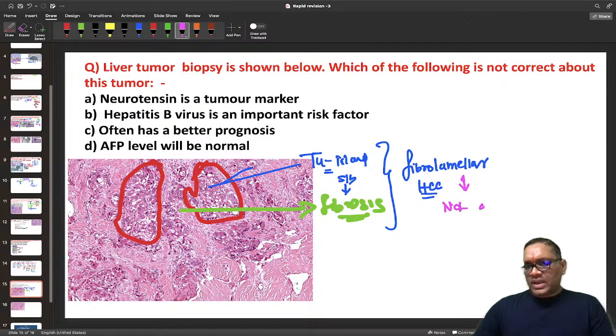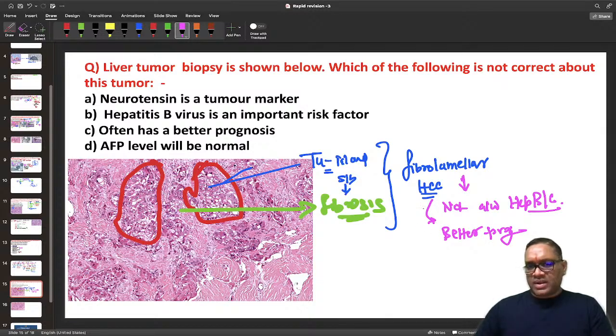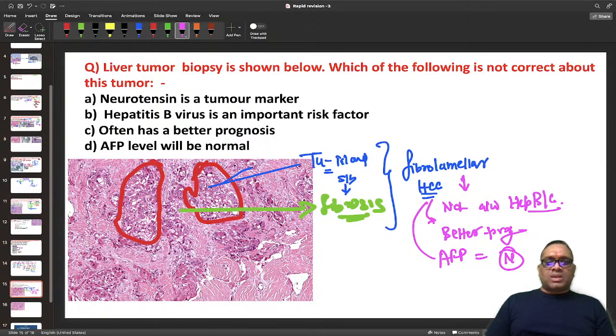They are not associated with hepatitis B or C or any hepatitis infection, right? So they have no association with any of the hepatitis infections, or any of the alcoholic liver disorders, and that is why they will have better prognosis, right? And if you look at them, the alpha fetoprotein level will be in the normal range. So better prognosis, and alpha fetoprotein will be normal.